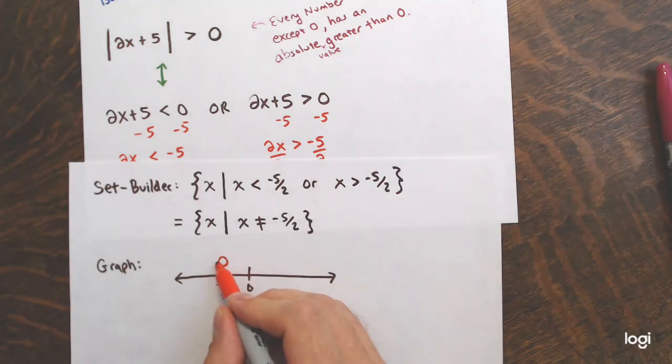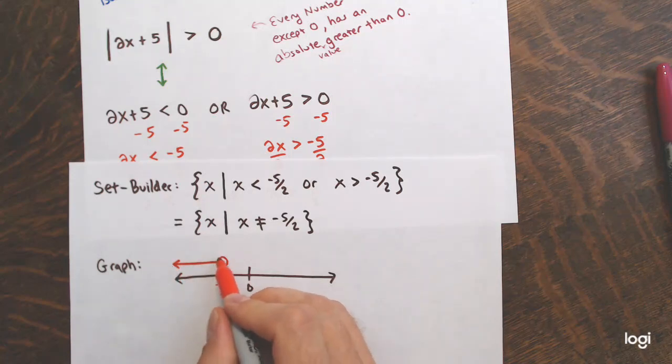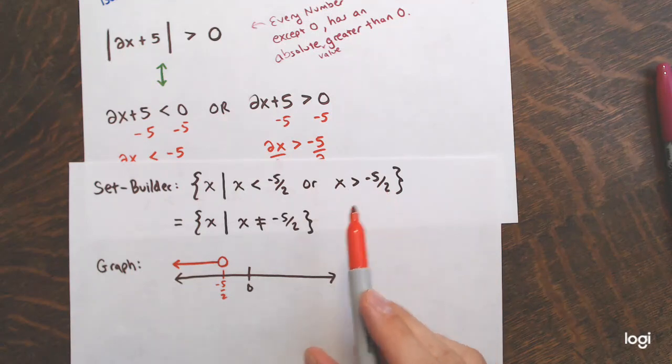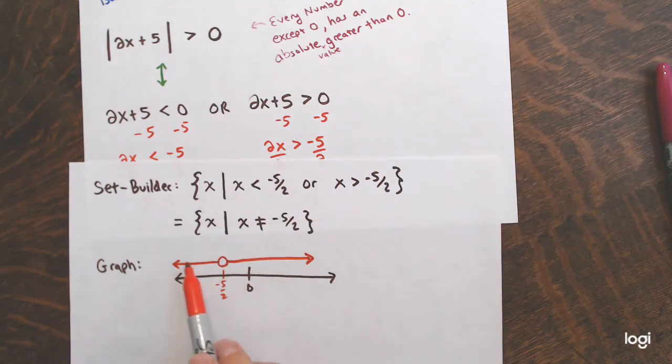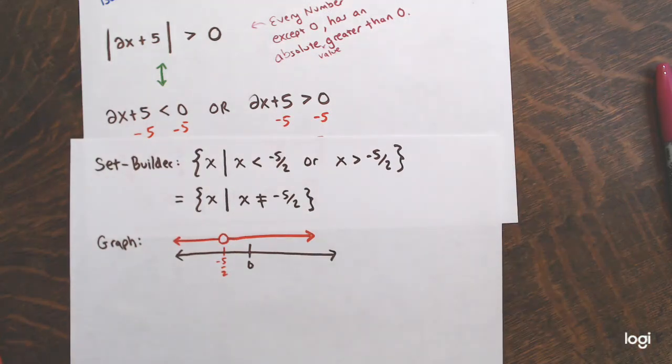And all the numbers less than negative 5 halves are these numbers, right? Negative 3, negative 4, negative 5, etc. To the left forever. Or all the numbers greater than negative 5 halves. So all the numbers to the right of negative 5 halves. Again, everything except the hole at negative 5 halves. Great. And then the interval notation.